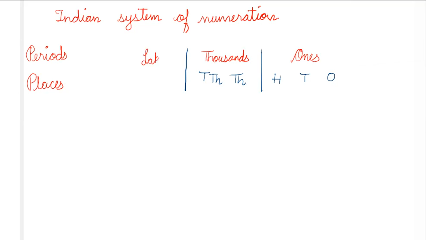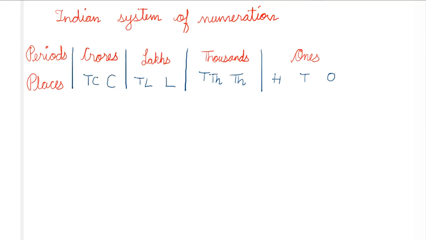So this is the second period which we have, and the third period which we have in the Indian system of numeration is lakhs. So under lakhs we have lakhs and 10 lakhs. So finally we have crores. So under crores also we have crore and 10 crore. So this is the Indian system of numeration.